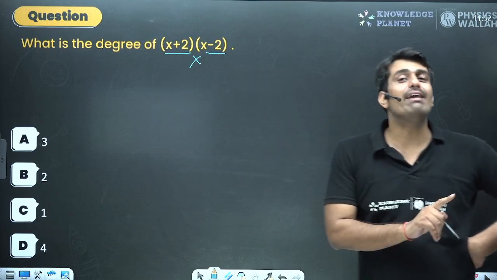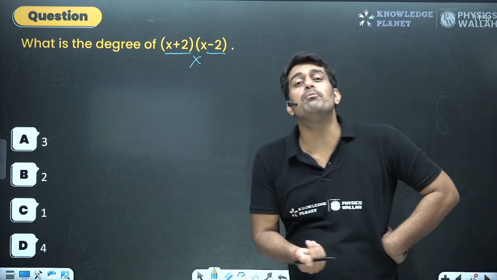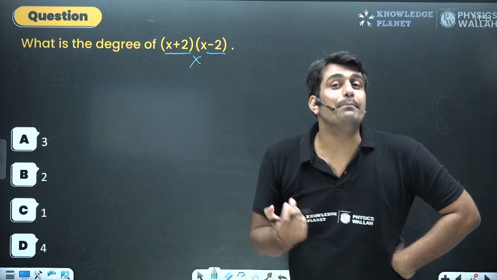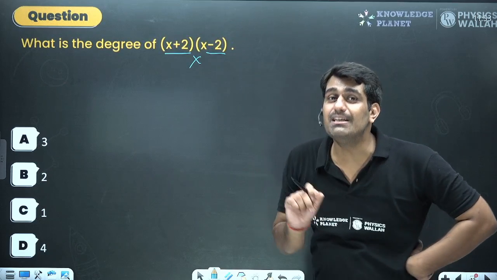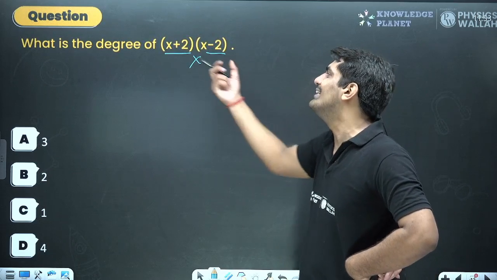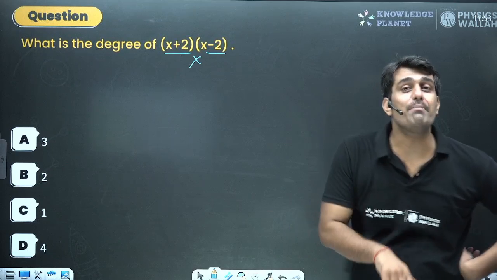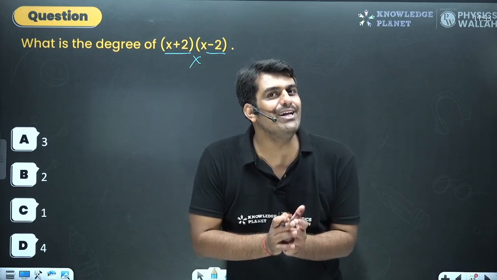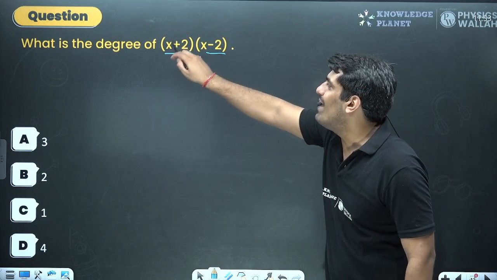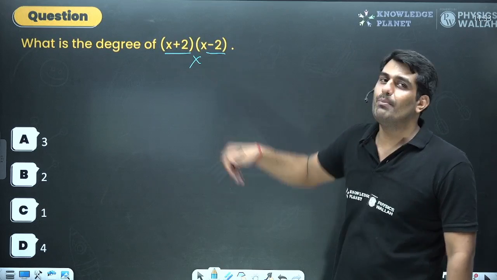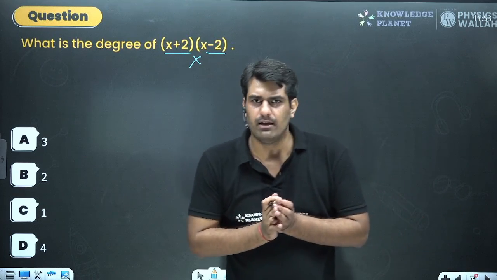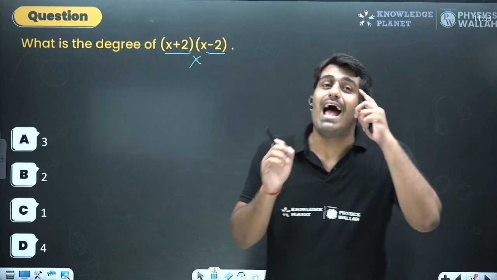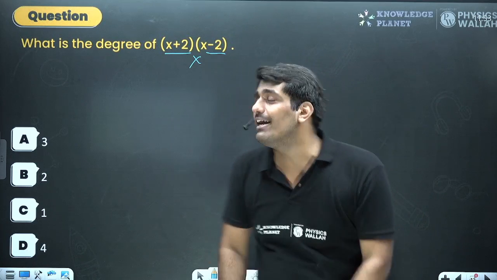What I told you when I was talking about polynomials: observing the polynomial, always do the simplification of the polynomial. This is not the simplified form. If you have a multiplication, you need to multiply first. So a few students might go the longer way. What they'll be doing? They'll be doing the multiplication of x with x, then x with 2. So basically opening up the brackets and doing the multiplication. A very wrong method.